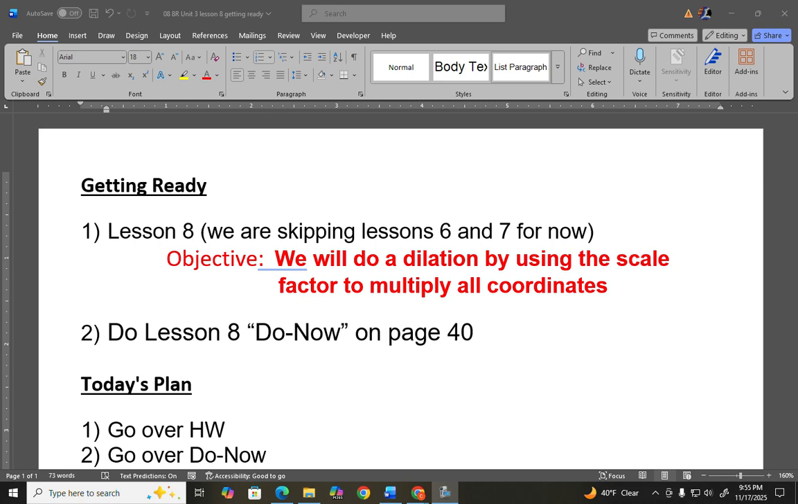So today we will be doing lesson 8. The objective is that we'll learn how to do a dilation. Remember, a dilation has a scale factor, and that scale factor is something that we multiply all coordinates by. You have a do now on page 40. I am going to wind up going over that with you, so why don't we just get started together.